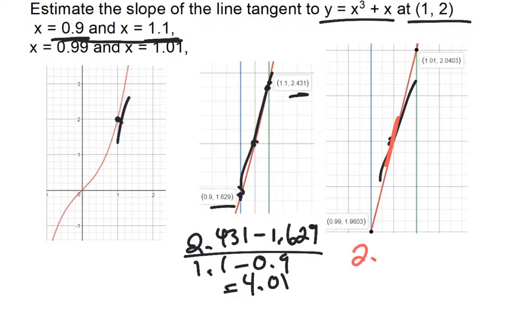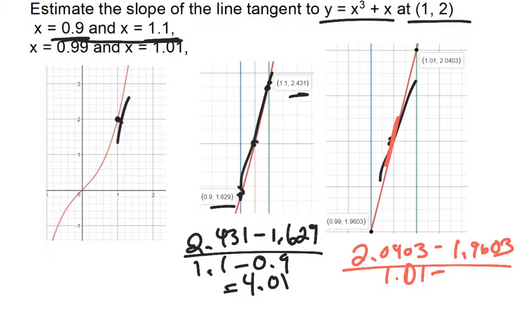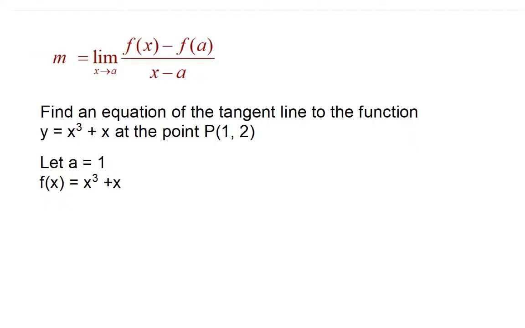So 2.0403 minus 1.9603 all over 1.01 minus 0.99, and that gives us 4. So 4 is probably going to be it. So these were just estimates though. Now we're going to look at how to find it exactly. So let's find it exactly.